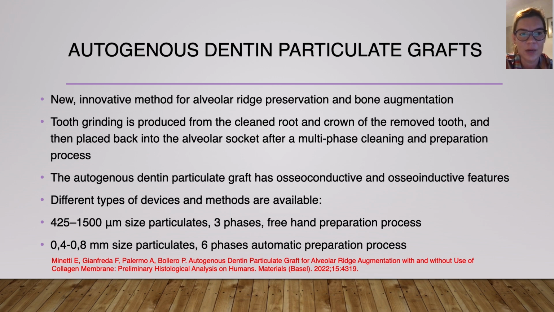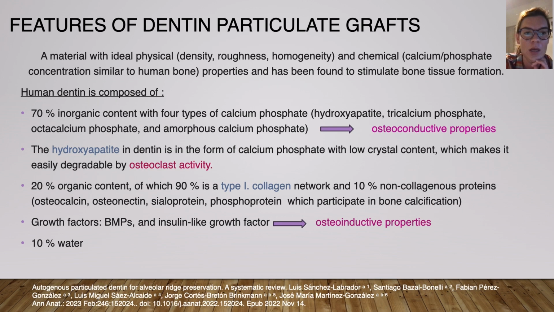There are different types of devices that you can get, and they differ only in the size of the particles at the end. Some devices are totally automatic, some need some freehand preparation, and the number of phases is not the same. The features of this type of graft are that they have ideal physical and chemical properties, and they have been found to stimulate bone formation.